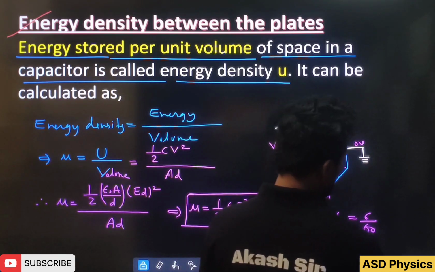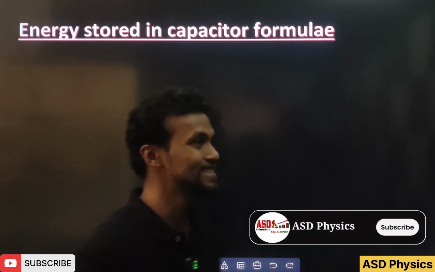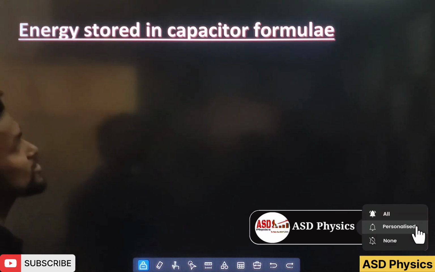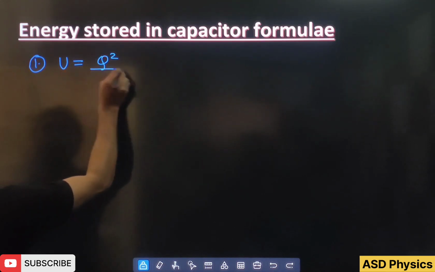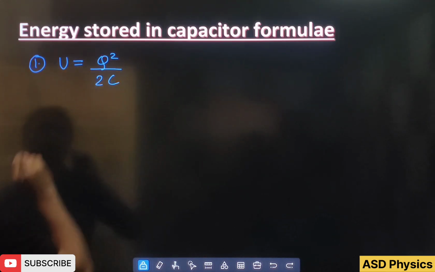Students, you have seen all these formulas. Now after learning so many formulas, you may think about when to use which formula, because there are so many. So see, for the energy stored in a capacitor, the first one I have taught you is U equal to Q square by 2C.